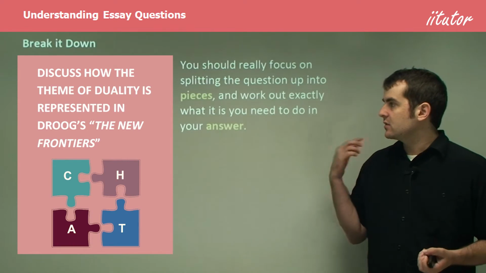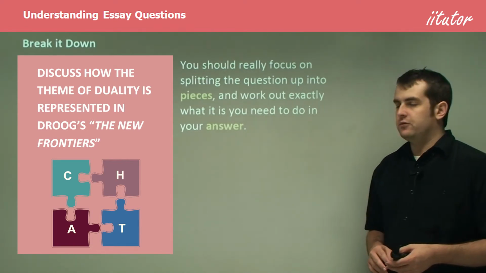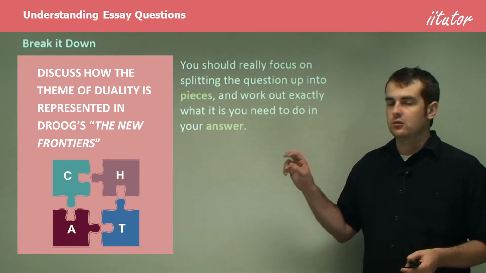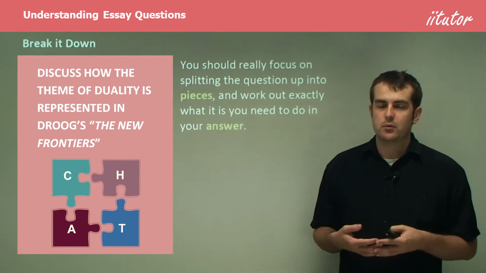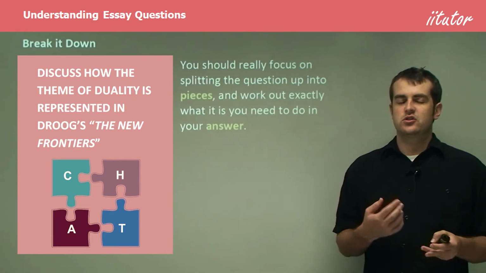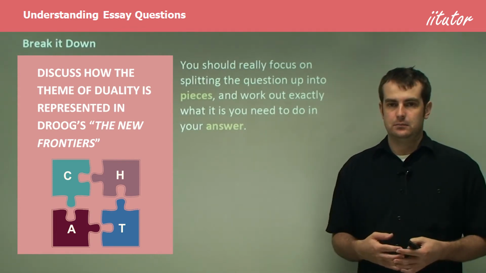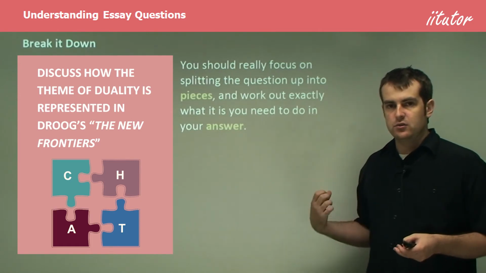The question is, discuss how the theme of duality is represented in Droog's The New Frontiers. Now, without going through what actually the text is or anything else like that, all we need to do at this point is look at how you would interpret this question and how you would go about constructing your answer. First thing you should really try and do is break this up into pieces and work out exactly what each of these words is trying to get you to do in the answer.